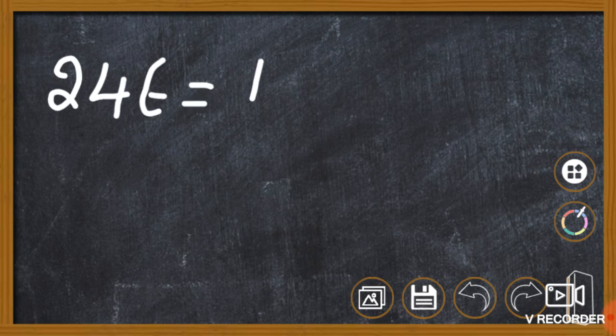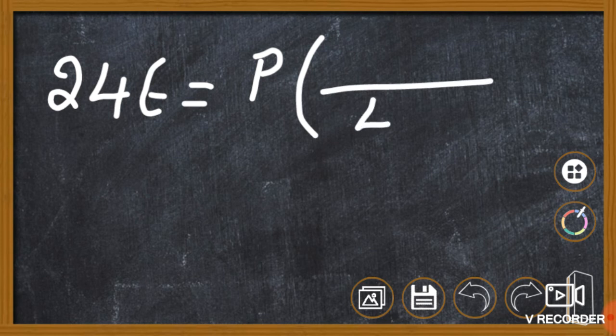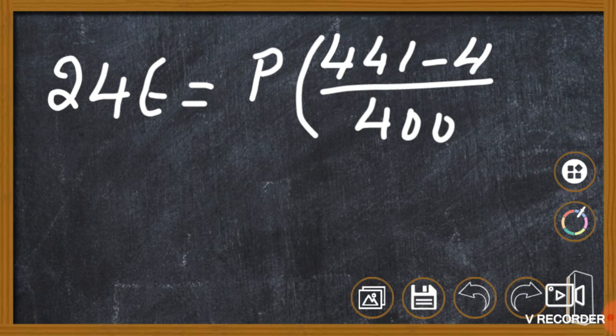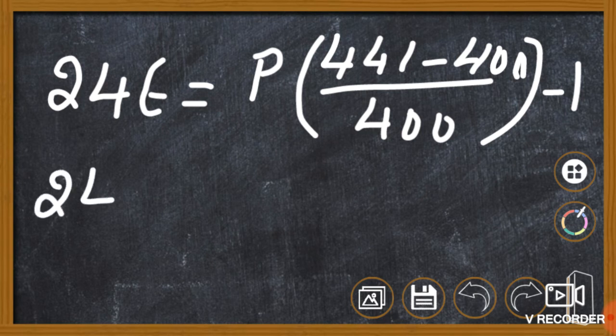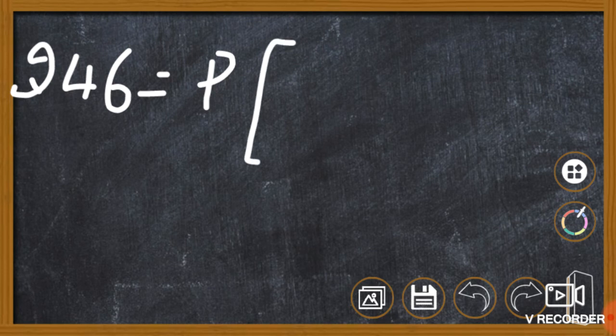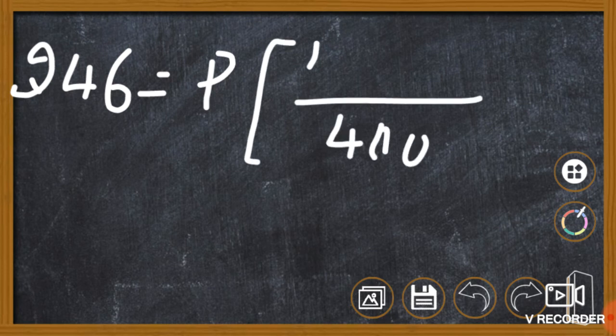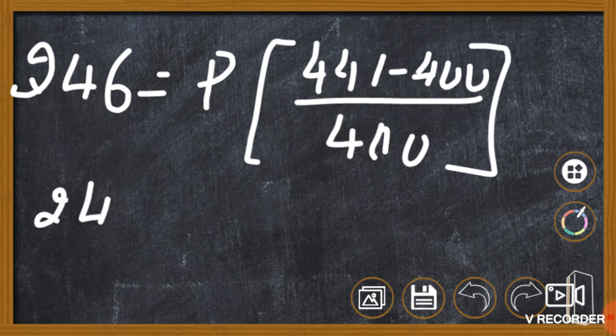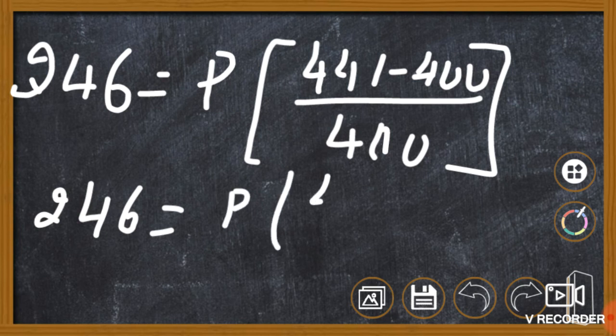246 is equal to P into 400 is the LCM. Here 441 minus 400 minus 1. So that is 246 is equal to, sorry, the minus 1 will not display here. Consider 246 is equal to P into 400 is the LCM, 441 minus 400. It results as 246 is equal to P into 41 by 400.